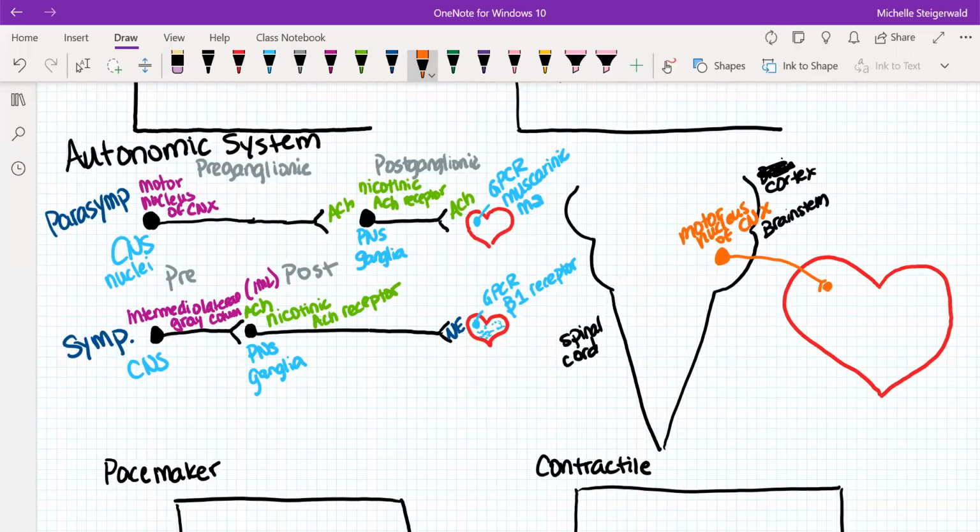I should have told you where those cells were. Okay, let's go back and do that. So these cell bodies for the parasympathetic system on the postganglionic, this is going to be in the cardiac ganglion.